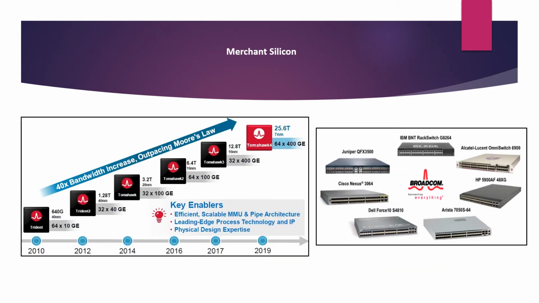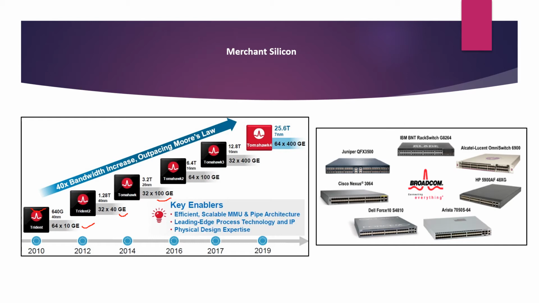Now let's talk about the merchant silicon. With the growth of the data center and the number of internet users, there's also a need for high speed. So the hardware sitting in the data center where we do the routing and switching also evolved. On my screen, you can see in 2010, Broadcom developed a chip called Trident, and the capacity for the ports was around 10 gig. In 12, they launched Trident 2, capacity became 40 G. And in 14, they launched 100 gig.